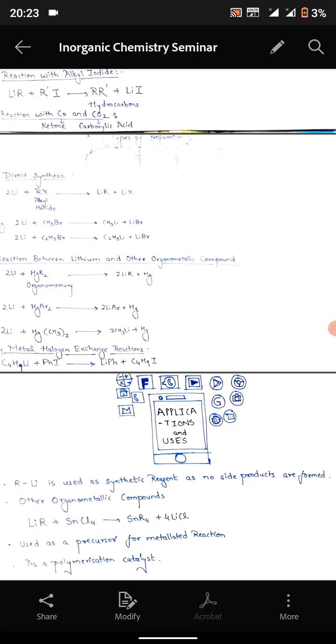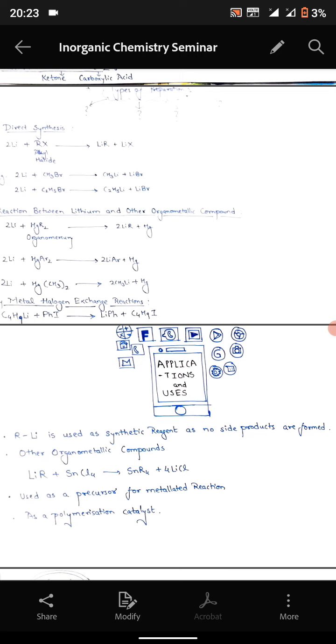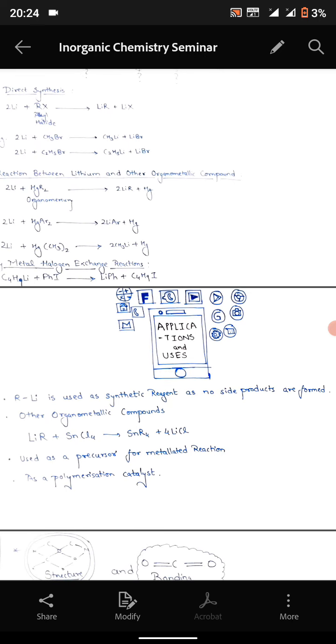Reaction between lithium and organometallic compounds. 2Li plus HgR2, which is an organomercury compound, gives 2LiR plus Hg. 2Li plus HgAr2 gives 2LiAr plus Hg. 2Li plus Hg(CH3)2 gives 2CH3Li plus Hg. These are all reactions between lithium and organometallic compounds. Metal halogen exchange reaction. C4H9Li plus phenyl iodide, PhI, gives LiPh plus C4H9I.